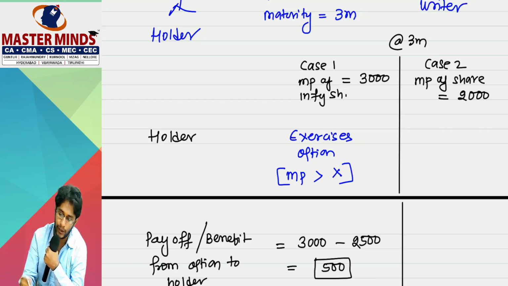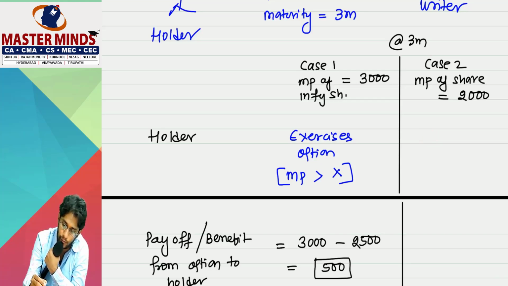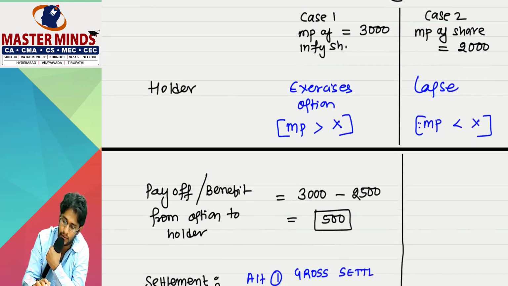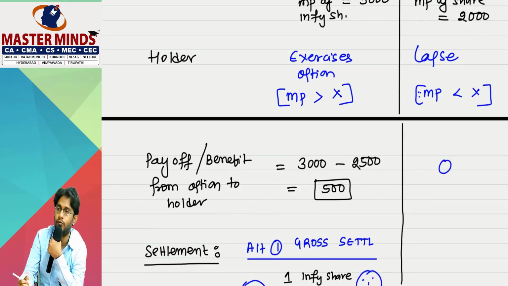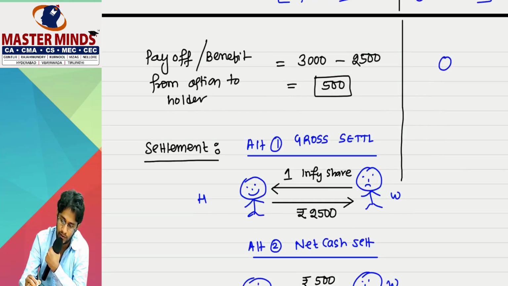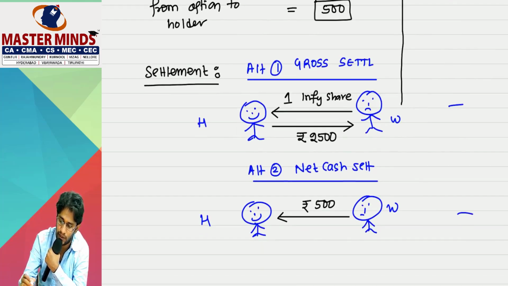When I have a right to buy at 2500, but the market price is only 2000, I will rather buy the share in the open market instead of buying the share under the call option. Therefore, here the holder will not exercise. This fellow will lapse the call option. The reason: benefit is 0. So here the holder is very sad, but the writer is extremely happy.